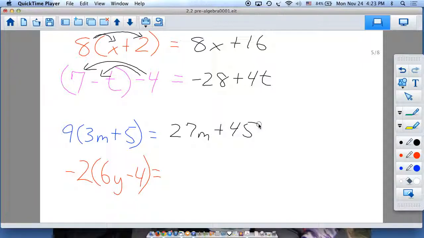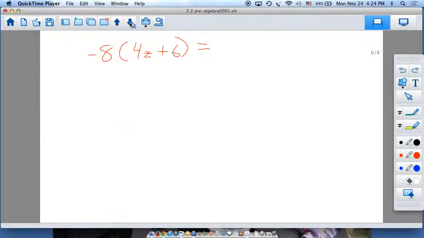Let's distribute this negative 2. Negative 2 times 6y is negative 12y. And negative 2 times negative 4 is a positive 8. Guys, try this one on your own.